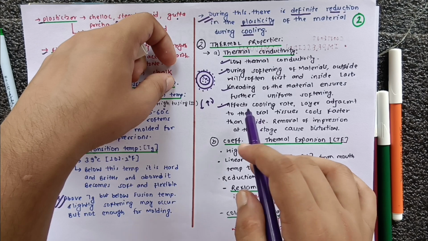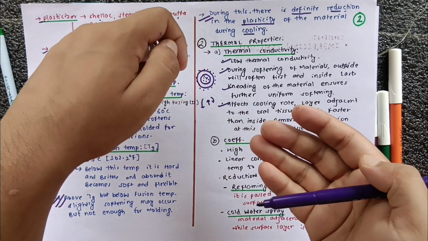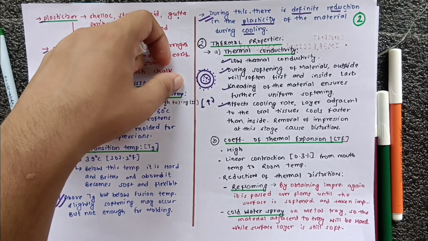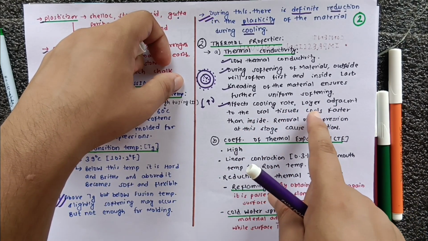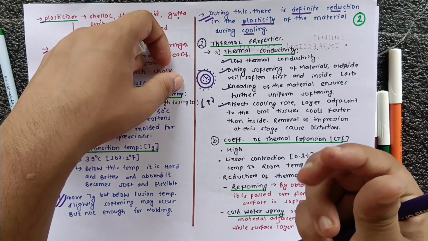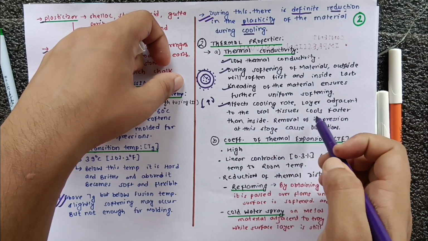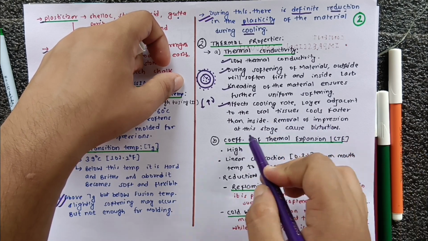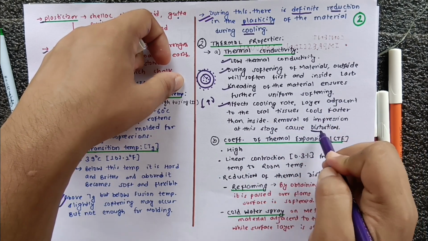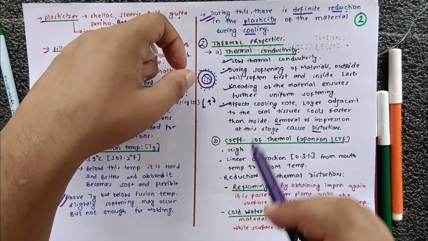And the second point is the significance of this thermal conductivity. When we take the impression, the substance just adjacent to the oral tissue would cool faster, but the substance that is far from the oral tissue would take a lot more time to cool. So removal of the impression at this stage would cause distortion. That is the significance of thermal conductivity.